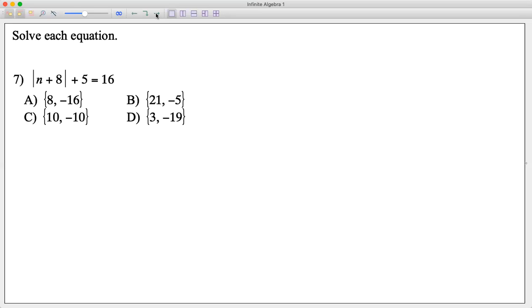The two equations come from here. The first one is you get rid of the absolute value, write what's there. Erase the absolute value symbols. So I get n plus 8 equals 11. The second one? N plus 8 equals negative. Okay, you do remember. Very nice. N plus 8 equals negative 11, and I solved both of those.